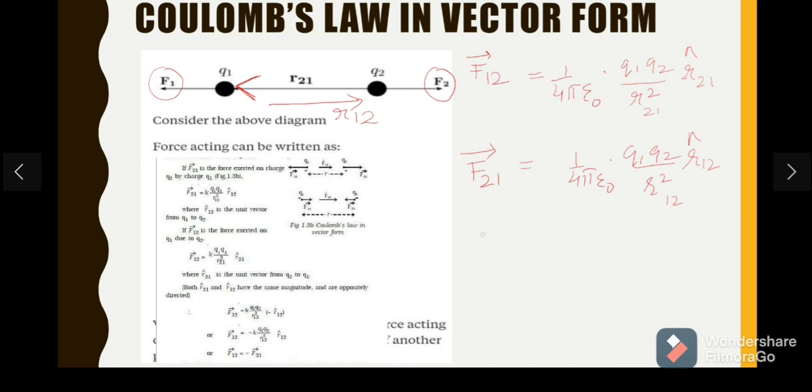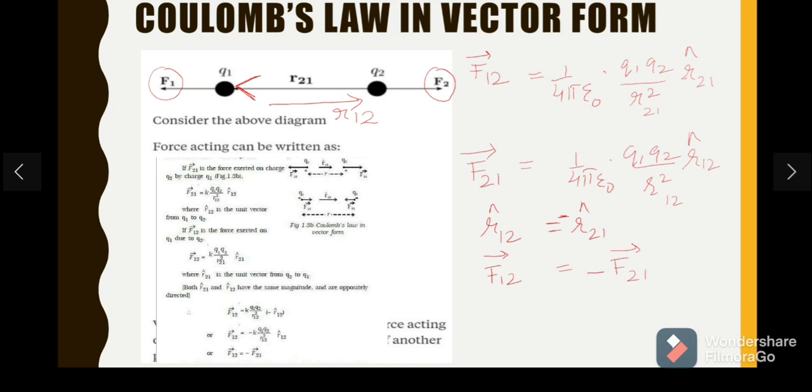From the figure we can also see that these unit vectors R12 hat and R21 hat are in opposite direction to each other. So we can write that R12 hat is negative of R21 hat. This implies that the forces exerted by both the particles on each other are equal but opposite in nature. So Coulomb's law is giving us additional information in vector form. It is telling us that Coulomb forces obey Newton's third law of motion.